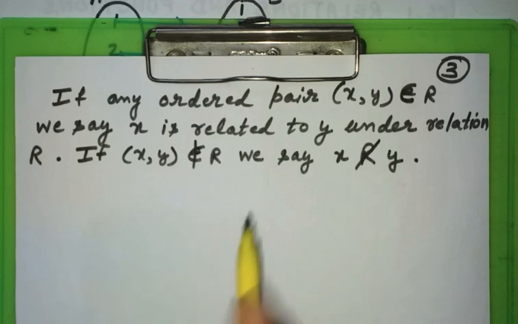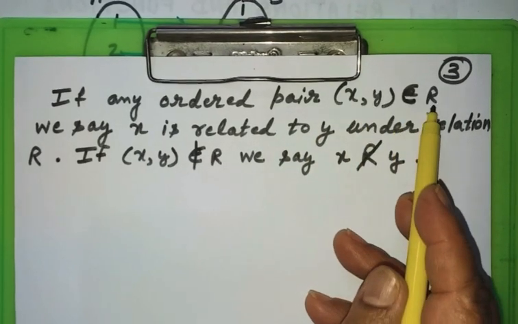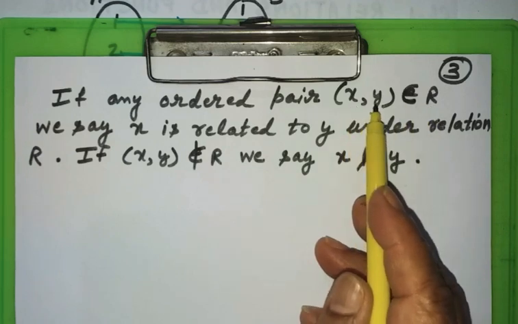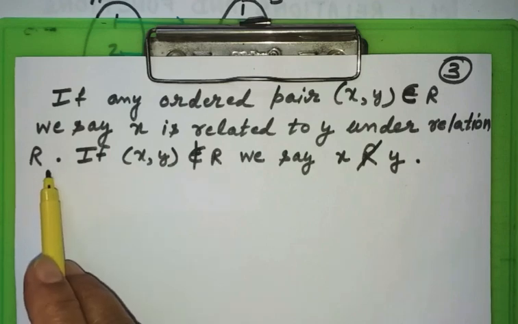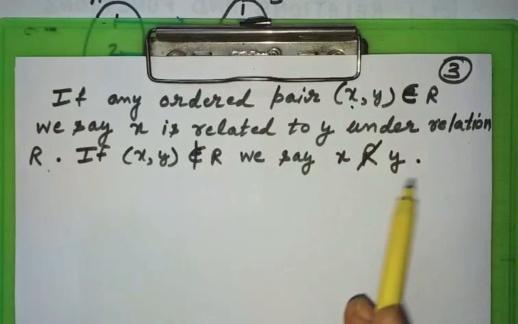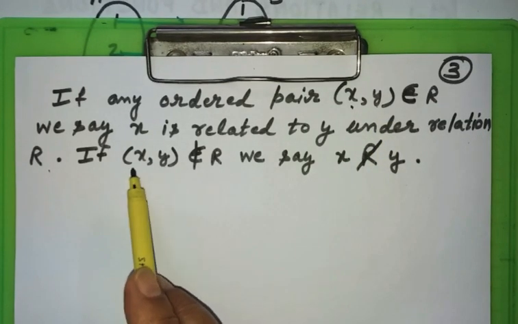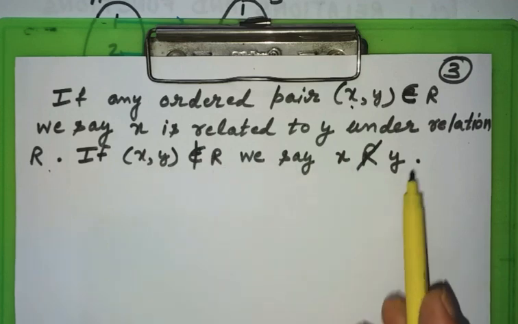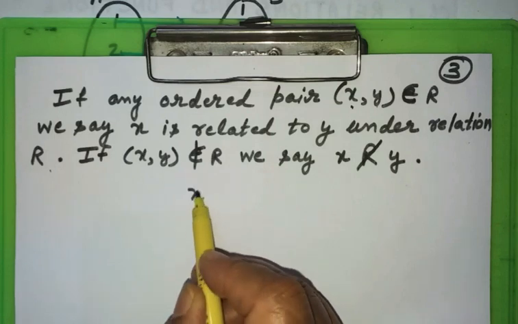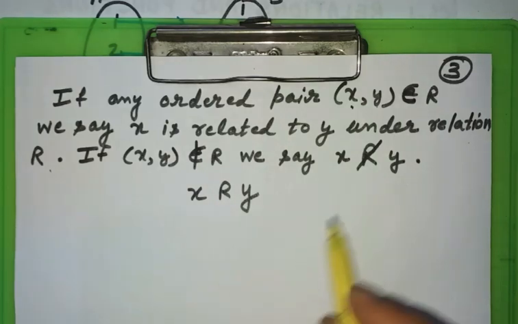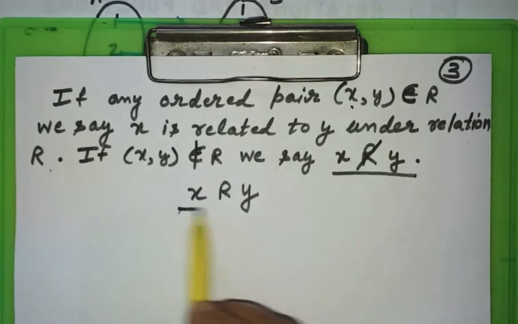Also, if any ordered pair (x, y) belongs to the set R or the relation R, in that case we say that x is related to y under the relation R. (x, y) belongs to R means x is related to y under the relation R. If any ordered pair (x, y) does not belong to the relation R, we say x is not related to y. X is related to y is sometimes written like this also, and x is not related to y is written like this.